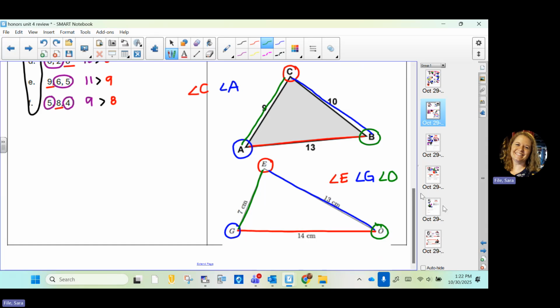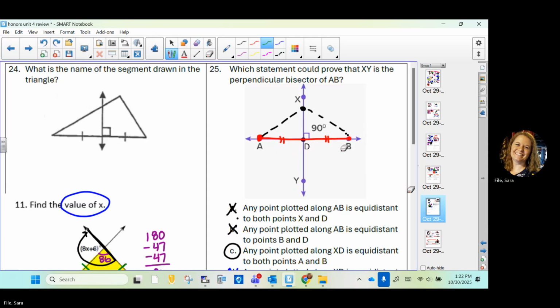25? All right, 25. I did do this in another class, but I'll walk y'all through what I did. The perpendicular bisector theorem says that if you have a perpendicular bisector, it makes a 90-degree angle and it cuts the segment in half. So XY is the perpendicular bisector of AB. That's what we're trying to prove. So I marked it up showing that AB would be cut in half. So D is the midpoint.